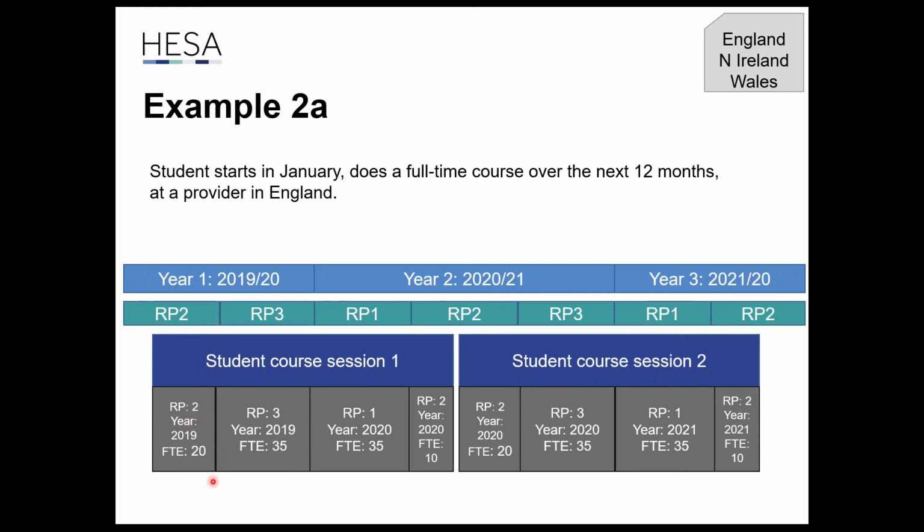So we've got here 20 FTE. Then reference period 3, they're studying more, so that's 35 for that FTE. And then reference period 1 of the following year, they're carrying on, so another 35. And then just a tiny bit to finish off their student core session, because their end date doesn't come in until this point, and we've got 10 in there. So overall, that will add up to 100, but broken down against the reference periods. And then again in their second year, student core session 2, they've got the same pattern of study, so we break it up in the same way.